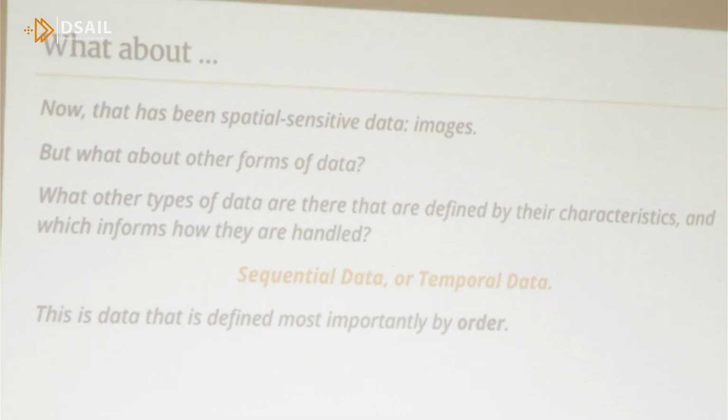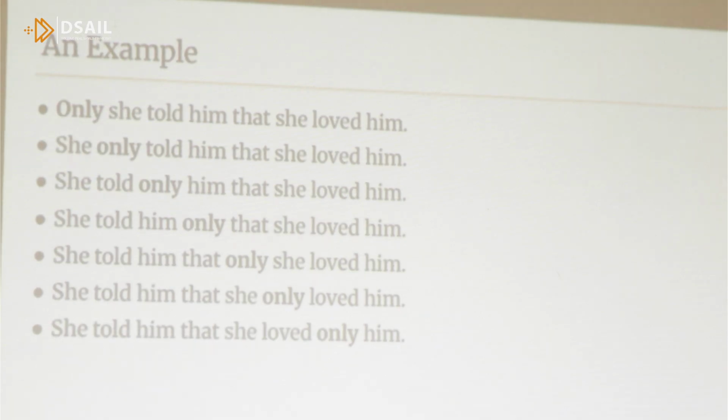Are we together? I'll motivate this with a given example that came to mind. Look at these sentences. Only she told him that she loved him. Then she only told him that she loved him. She told only him that she loved him. She told him only that she loved him. She told him that only she loved him. She told him that she only loved him. She told him that she loved only him. Now, is there a difference between those sentences?